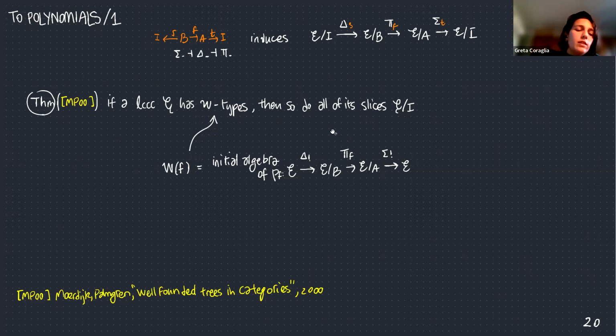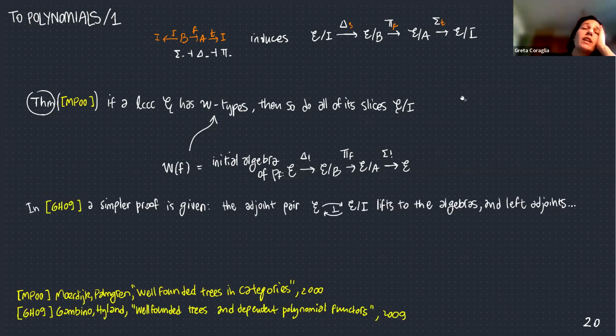The proof at the time was quite complicated and took some time, but then Nicola Gambino and Martin Hyland, in 2009, gave a simpler proof. They show that there is an adjoint pair, and this adjoint pair lifts to algebras, and since they are left adjoints, they must preserve initial objects, and so this is all done in one swoop.